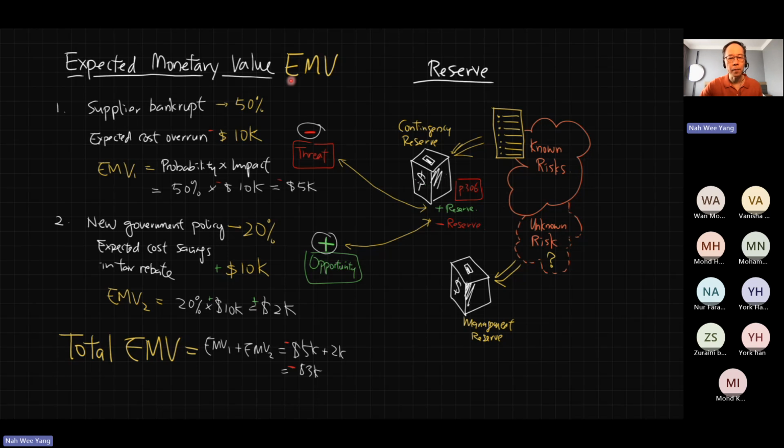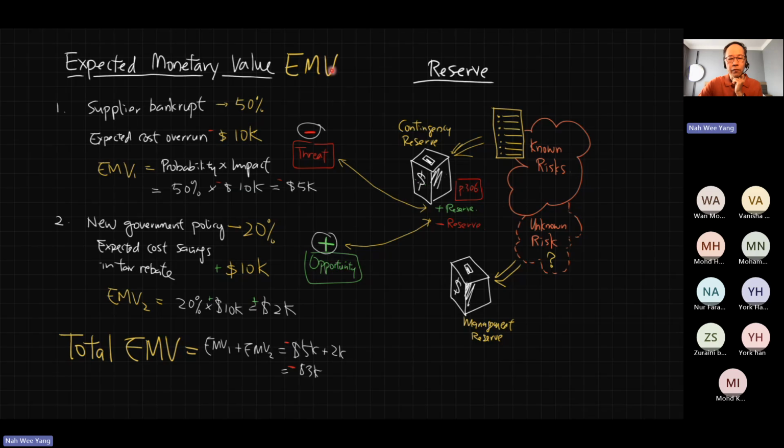And remember, I said that EMV is actually very easy to calculate. It's mainly your probability multiplied by the impact, right? So these are the examples I use. I think it's almost the same example I use in every class. Okay, right?